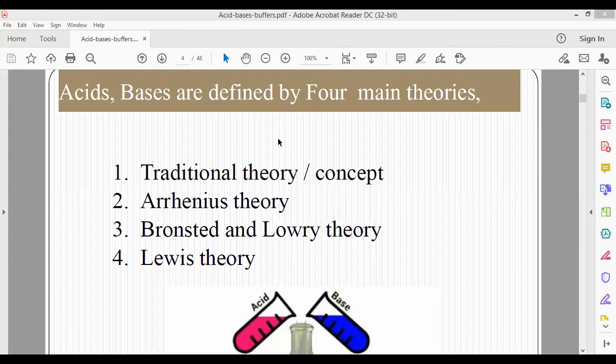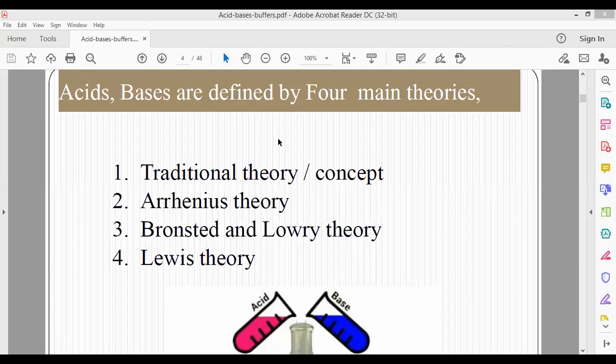What is OH- called? H+ is the proton donor, base is the proton acceptor. So there are various definitions of acids and bases, and they are mainly defined using 4 theories.